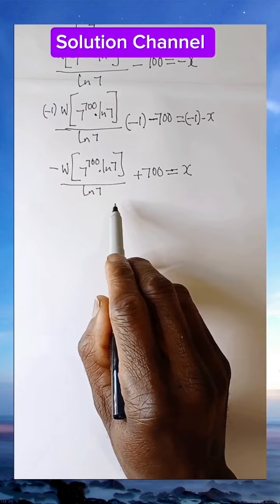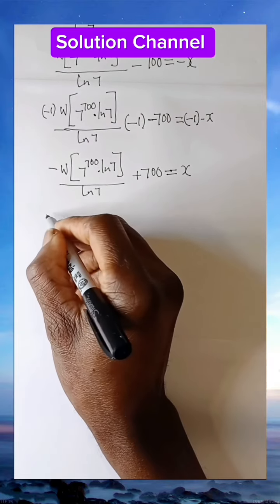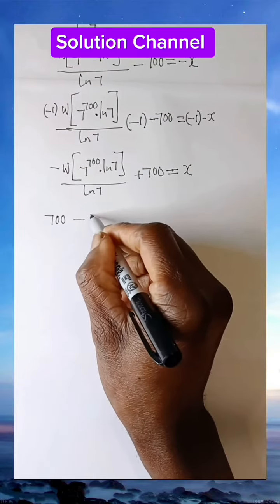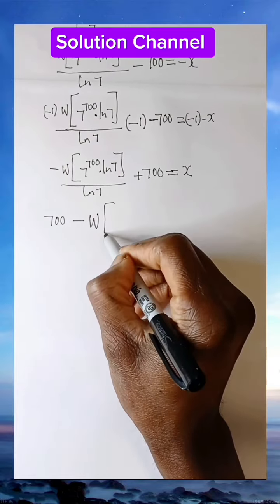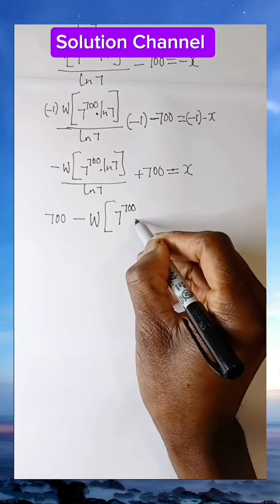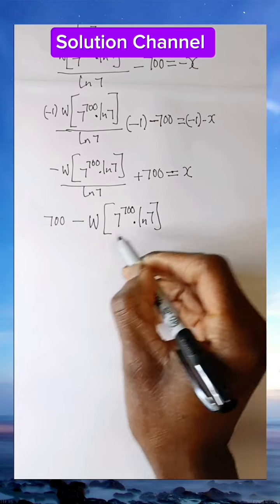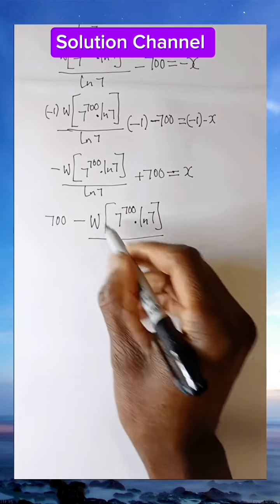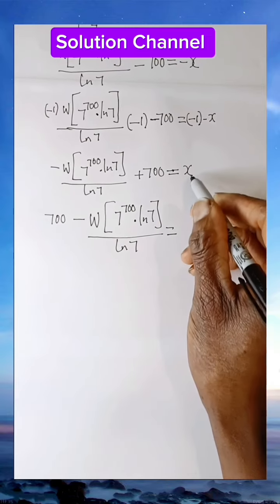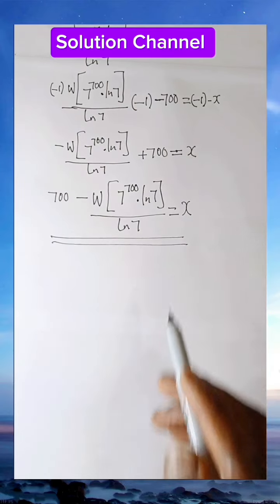The next thing I'm going to do is to rearrange the left-hand side. Okay, here we have 700, and here we have minus the Lambert W of 7 raised to the power of 700 times the natural log of 7, divided by the natural log of 7. This is equal to x. This is the value of x.